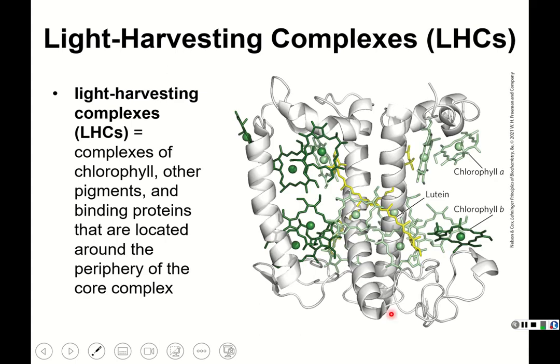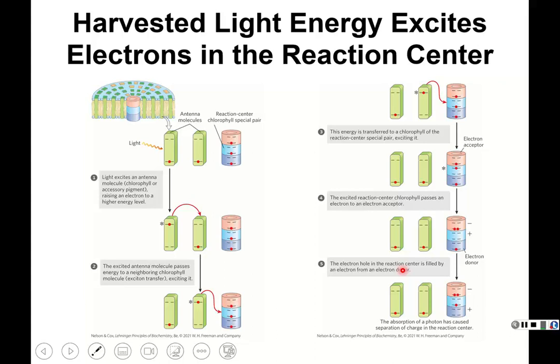So what are the antenna, what do they look like? Well, they're these light harvesting complexes, or LHCs. They contain chlorophyll, as well as other pigments. So here is shown lutein, and they're proteins that are kind of bound in this membrane.